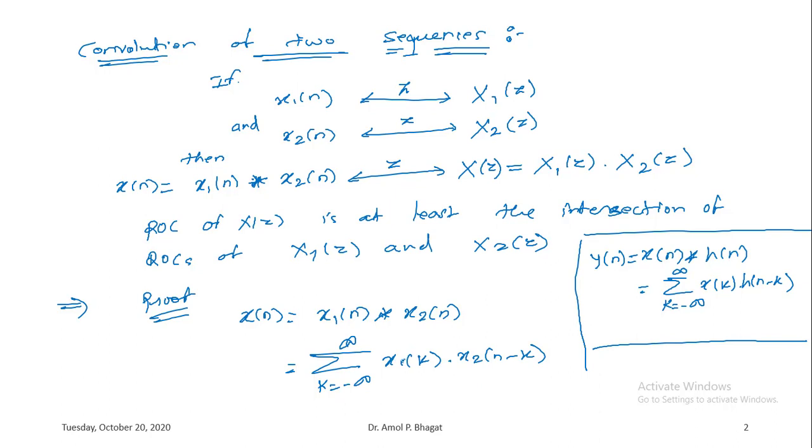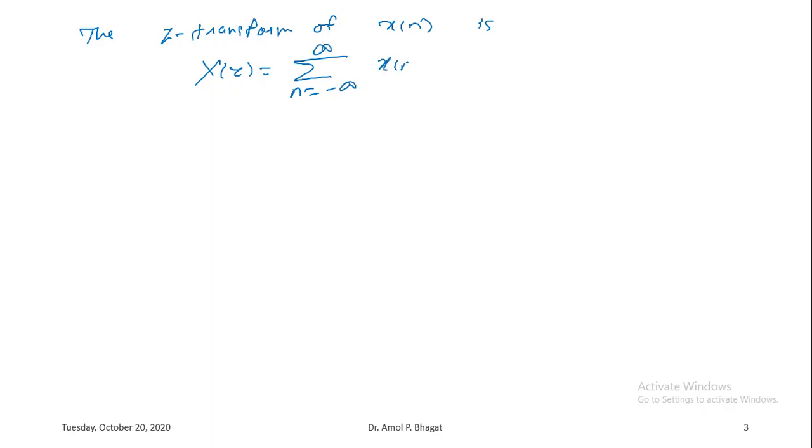So here we are identifying the convolution of x1 of n and x2 of n. This can be represented as summation k equals minus infinity to infinity x1 of k into x2 of n minus k. So this is your x of n. The Z transform of x of n is represented as capital X of z, which is nothing but summation n equals minus infinity to infinity x of n into z to the power minus n. That is the formula for the Z transform of x of n.